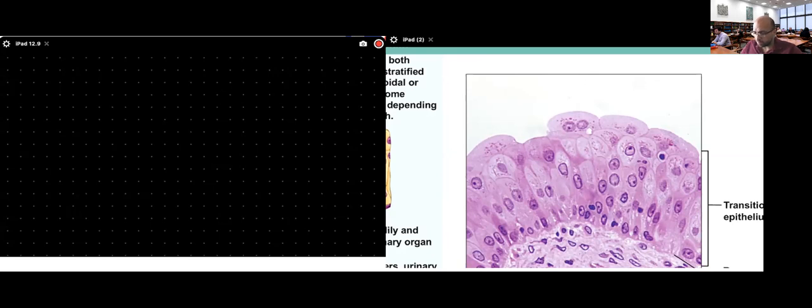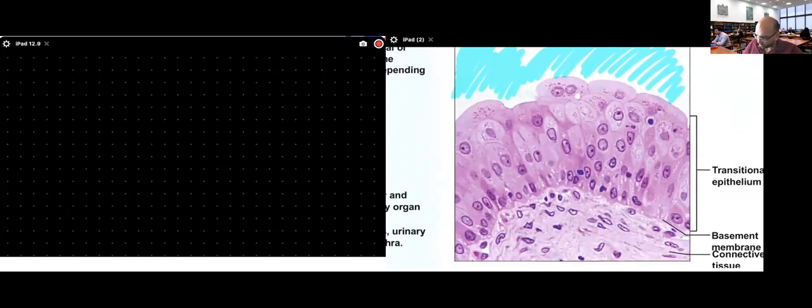All right, so again, what we're looking at in here, we're looking at space lined with cells. So this tells me I am looking at epithelium.